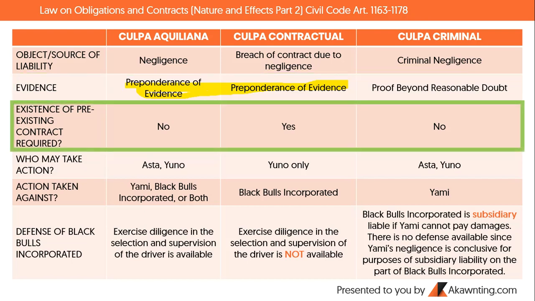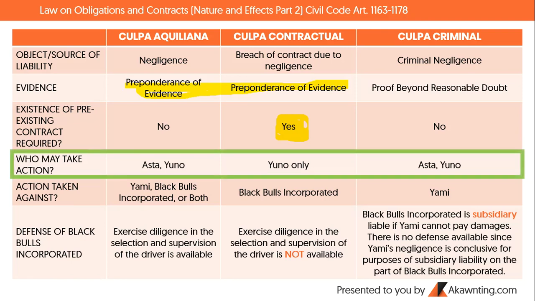So, next, existence of pre-existing contract required. So sa culpa aquiliana, so no. Ang kailangan lang actually ng existence of contract is yung culpa contractual. So hindi mo naman pwedeng ikaso yung culpa contractual kung wala talagang nag-exist na contract between you two. Okay?